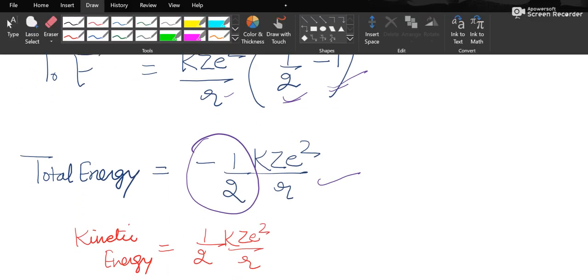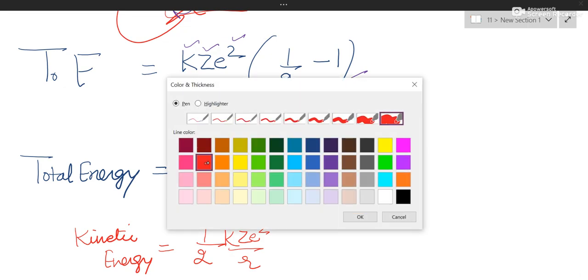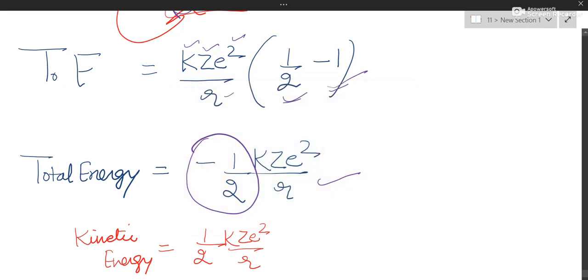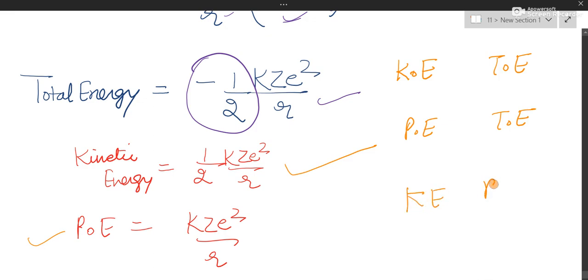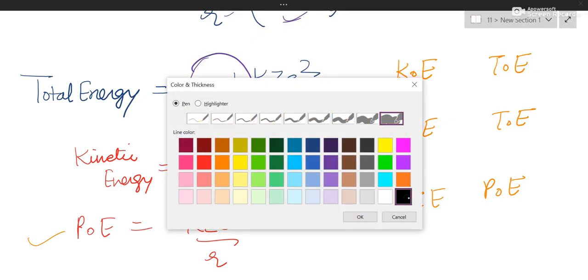It is a tentative expression. It will be groomed further. So I have again rewritten the kinetic energy and potential energy expressions, because we have to do certain comparisons here. We have to compare kinetic and total, potential energy and total, and kinetic energy and potential energy. So let us talk about the comparison between the three types of energies.